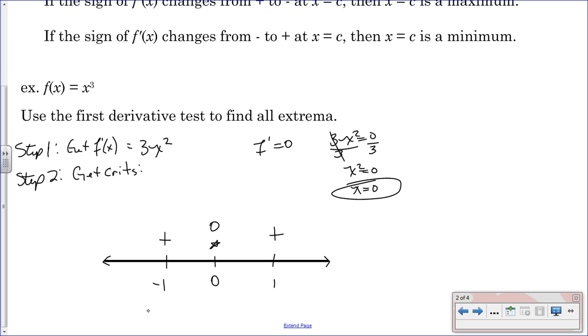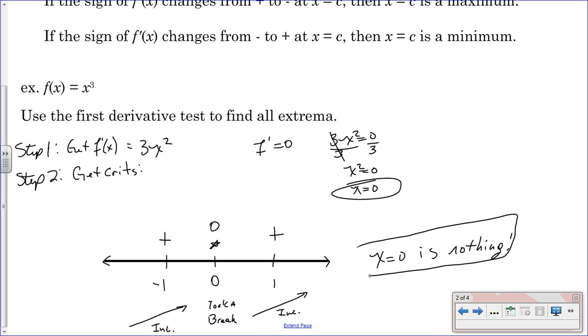So as you can see here, on this interval, it's increasing. On this interval, it kind of took a break because the slope's 0, so it took a little break. It got tired of increasing. But then once you pass 0, it is still increasing. So what does that tell you? That tells you that x equals 0 is absolutely what? Nothing. That means this graph has no extrema.